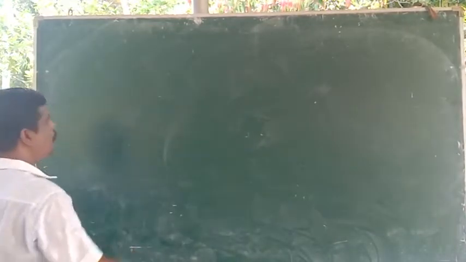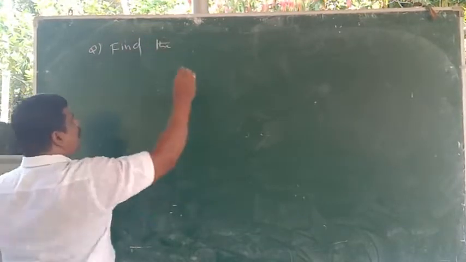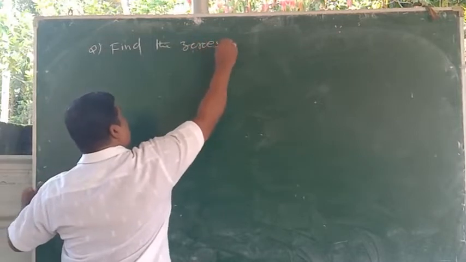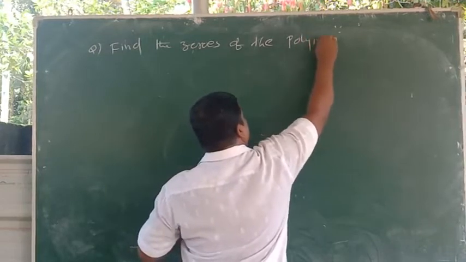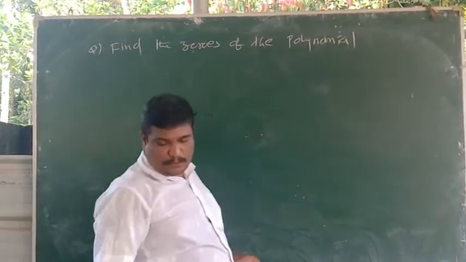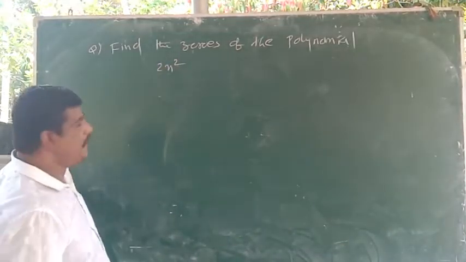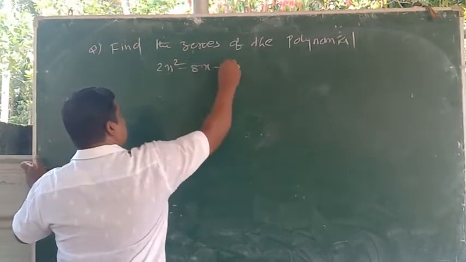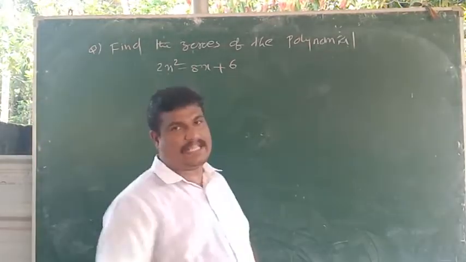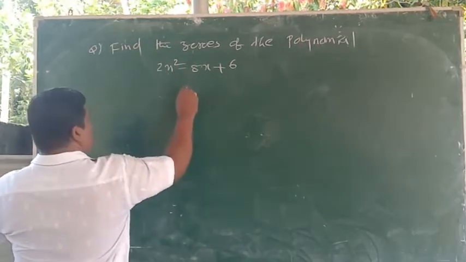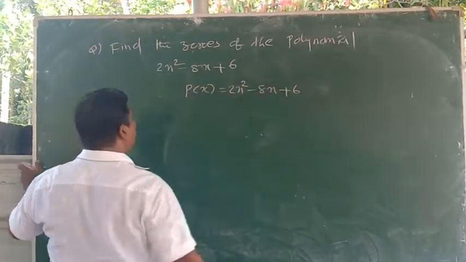Question. Find the zeros of the polynomial 2x square minus 8x plus 6. So only find the zeros. Here there are 3 terms. First write p of x is equal to 2x square minus 8x plus 6.